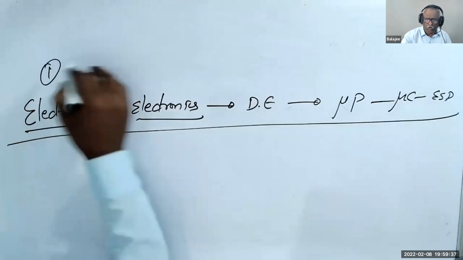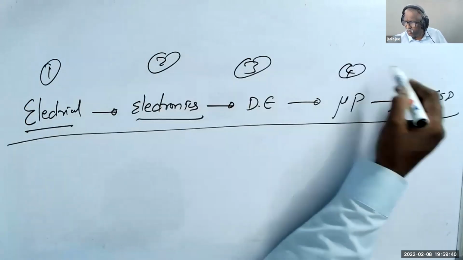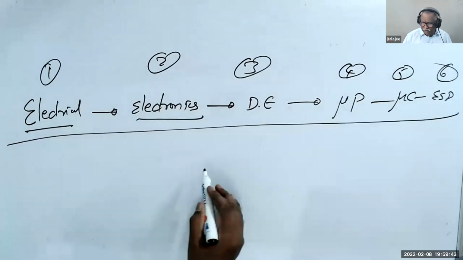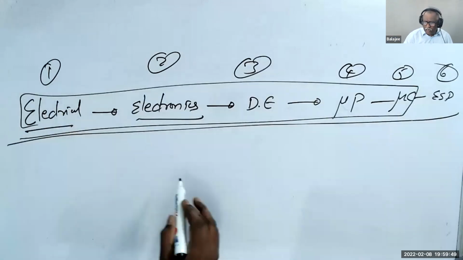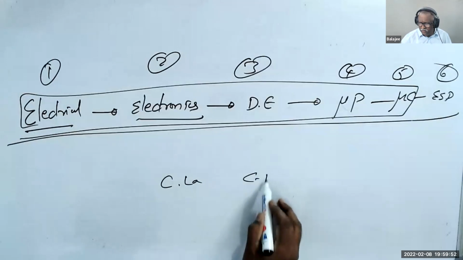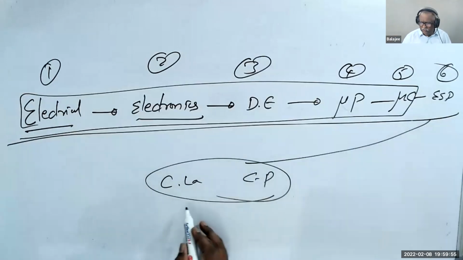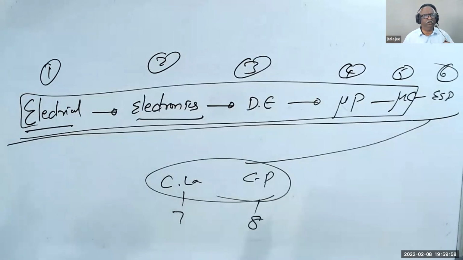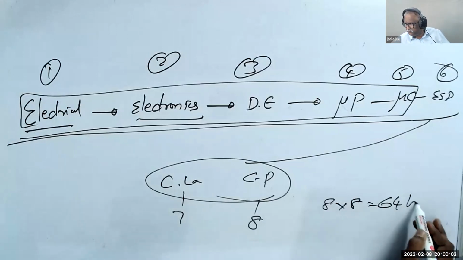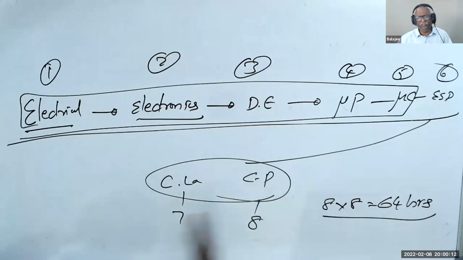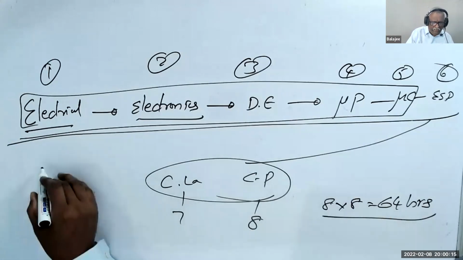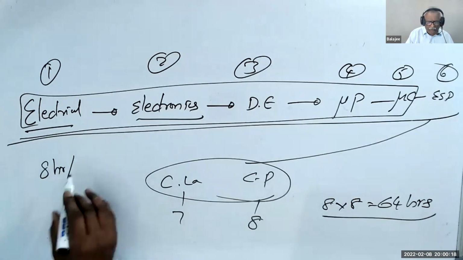See, 1 session, 2, 3, 4, 5, 6. But till this is fine. But for embedded system programming, you require C language and C programming. That's all. Totally 7 and 8. That is how our full course is organized as 8 sessions. 8 into 8, 64 hours. Don't tell me that you don't get 64 hours in your life. You just watch the class, attend the class and watch the videos. 64 hours is how many days? Think of it. If you spend 8 hours per day, 64 hours is 8 days.